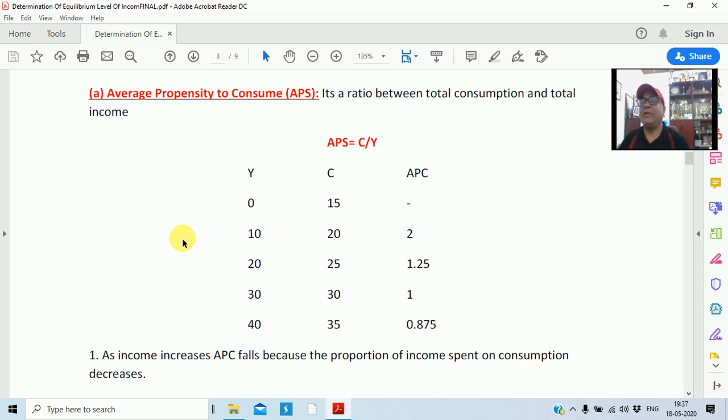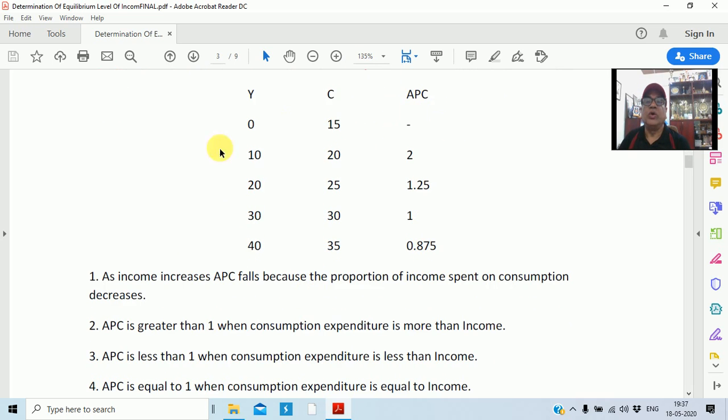Again, what does APC talk about? APC talks about the total percentage of the income consumed by the people in an economy. Now from this schedule, what do you find about the APC? What is the feature of APC? As income increases, APC falls. You see here, it is indicated. As income increases, APC falls. This is the first character of APC.